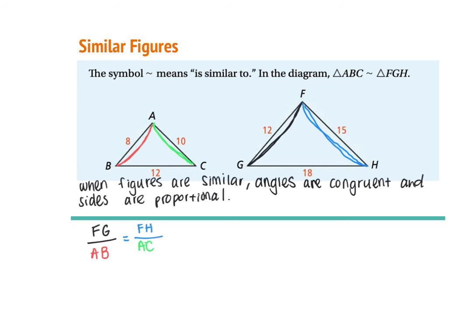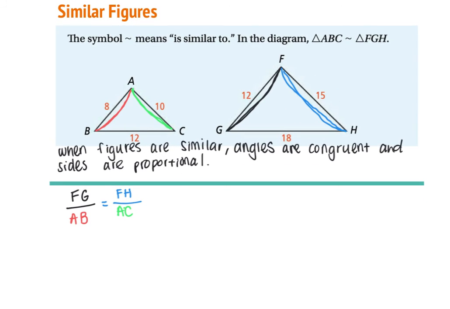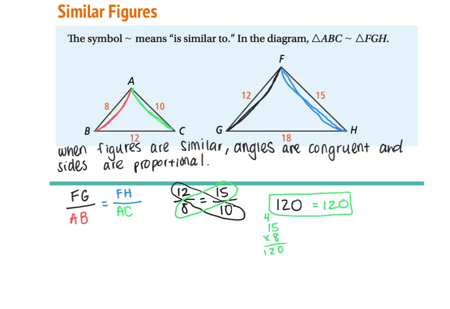Now, all we have to do is plug those in and see if it actually works. FG in our image was 12. So 12 over AB, which was 8, equals, does that equal FH, which is 15, over AC, which is 10? Now, all we have to do is cross multiply. 12 times 10 becomes 120. And then 15 times 8: 8 times 1 is 8, plus 4 will give us 12, so that's 120. So 120 equals 120. That is correct.